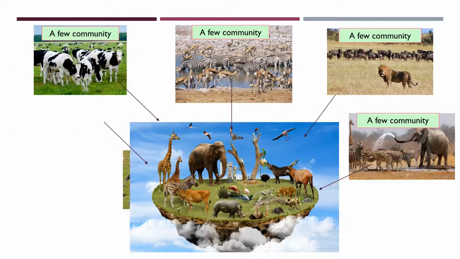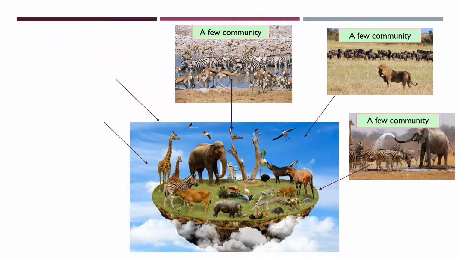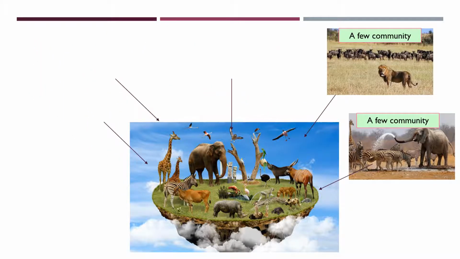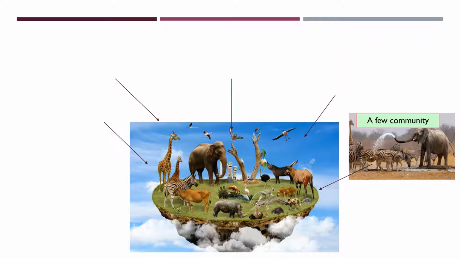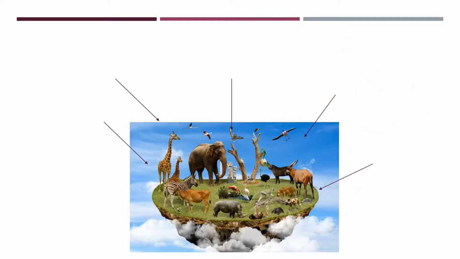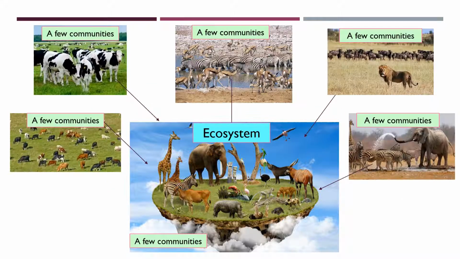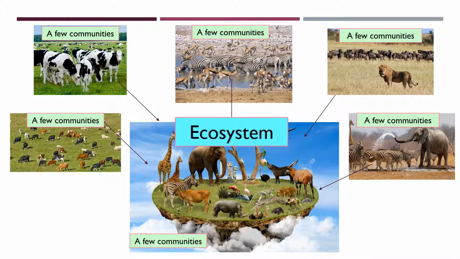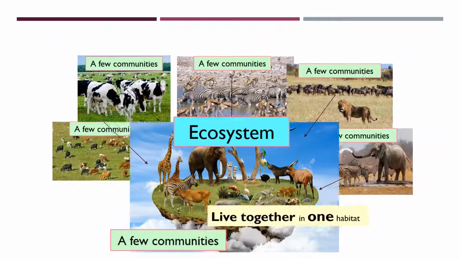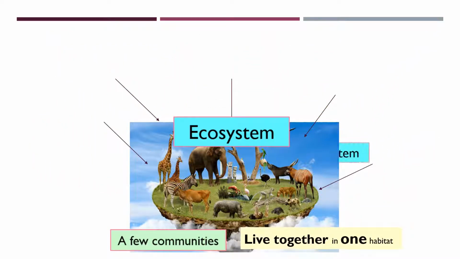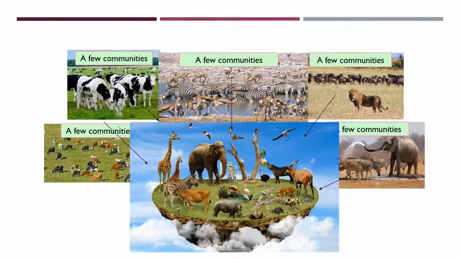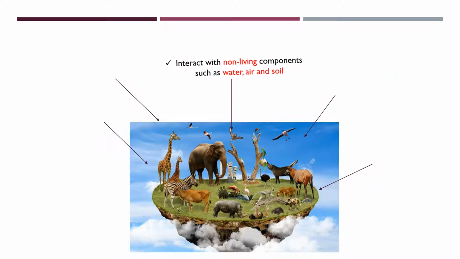Look guys, look! A few communities living together in one habitat form an ecosystem. Remember guys, ecosystem is a few communities living together in one habitat. And all of them will interact with non-living components such as water, air, and soil.